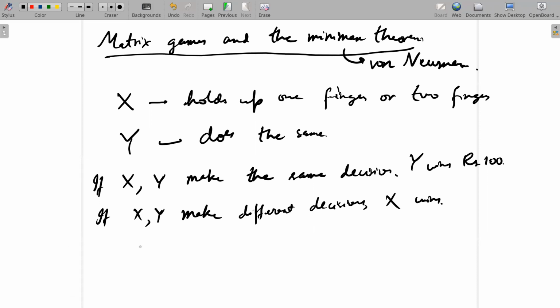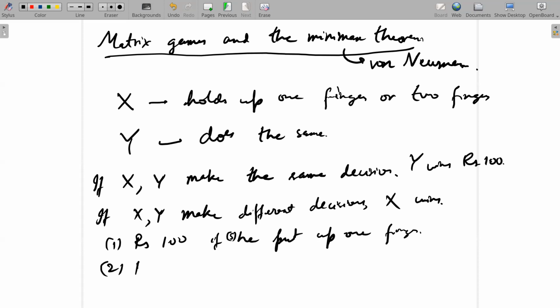But here the thing is, it depends on what X and Y have done. So X wins rupees 100 if he or she put up one finger, and rupees 200 if they put up two fingers. That means Y has put up two fingers in the first case, and Y has put up one finger in the second case. So in both cases X wins, but different amounts. So one win is more valuable than the other.